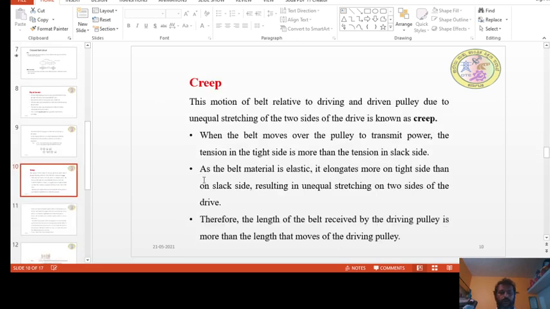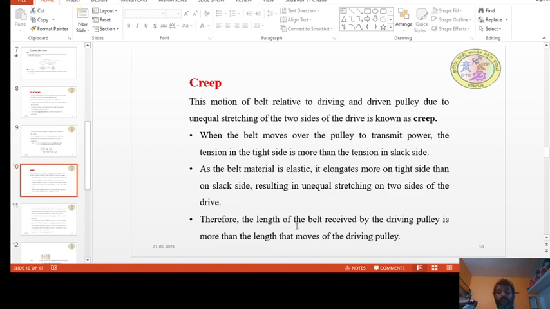Coming to the other phenomenon, that is creep. The motion of the belt relative to the driving and driven pulley due to the unequal stretching of the two sides of the drive is known as creep. When the belt moves over the pulleys to transmit the power, the tension on the tight side is more than the tension on the slack side. As the belt material is elastic, it elongates more on the tight side than on the slack side, resulting in unequal stretching of the two sides of the drive.